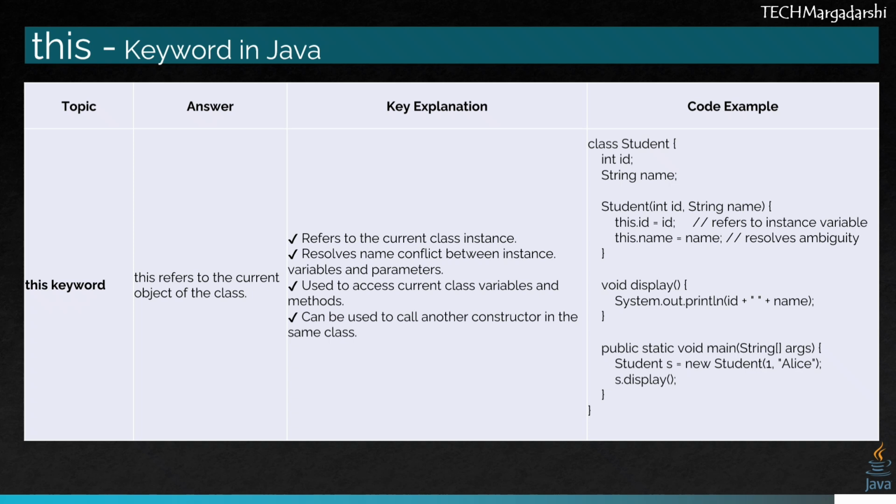In this example, you can see that the constructor takes parameters called id and name. To clearly tell Java that we are assigning values to the instance variables, we use this.id and this.name. This keyword helps avoid confusion, improves code readability, and ensures the correct variables are accessed. It can also be used to call current class methods or even another constructor within the same class. Understanding this is essential when working with constructors and object initialization, especially in real world Java applications.